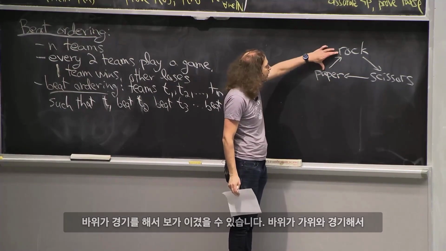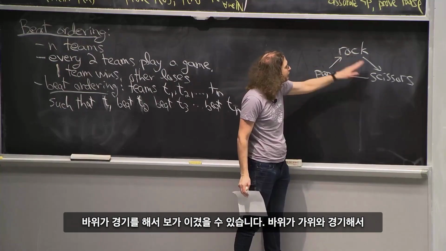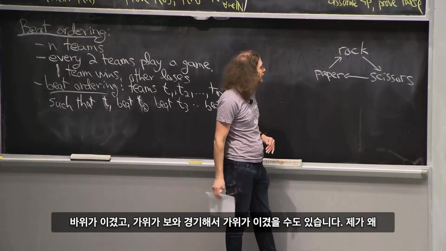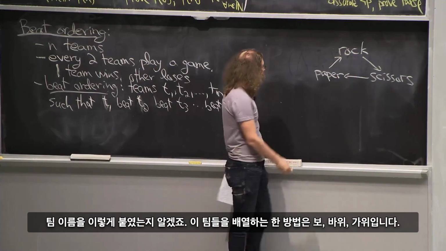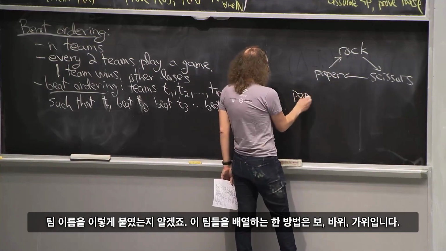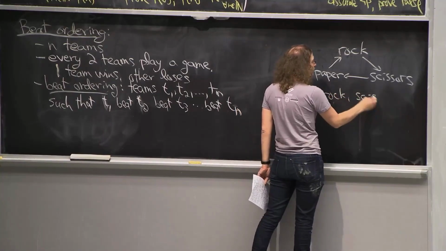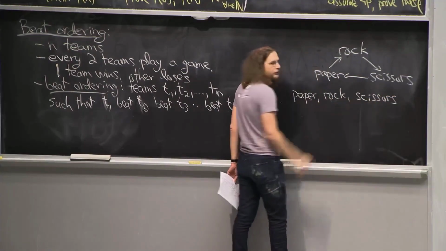But maybe paper and rock play a game, and it happens that paper won. Maybe rock plays against scissors, and it happens rock won, and scissors played against paper, and it happens scissors won. Okay? You can tell why I named the teams this way. Then one way I could order these teams is paper, rock, scissors, because paper beats rock, rock beats scissors.